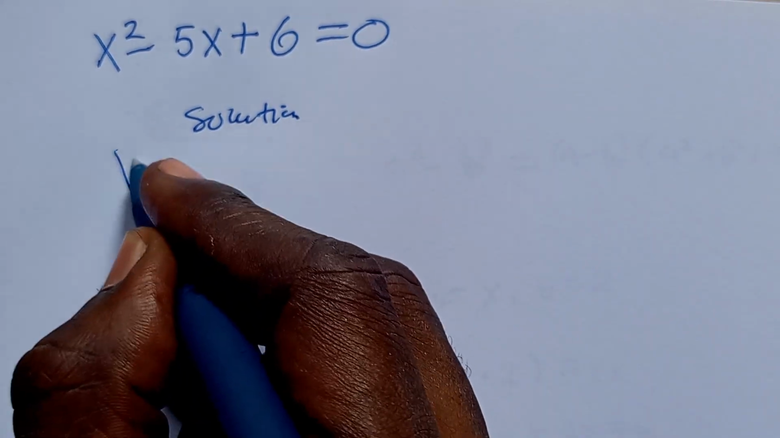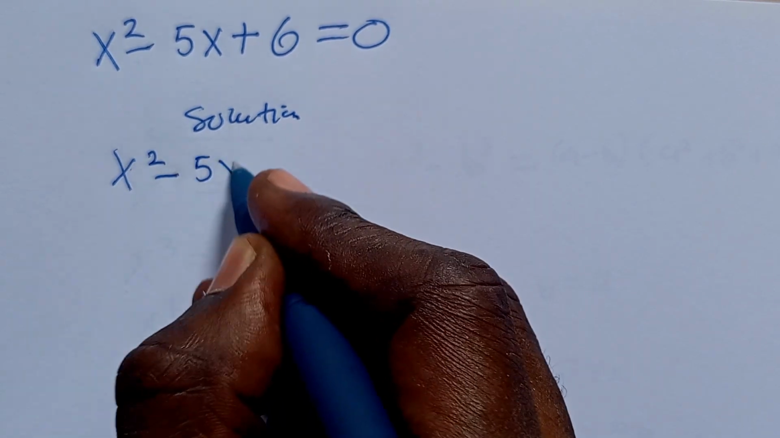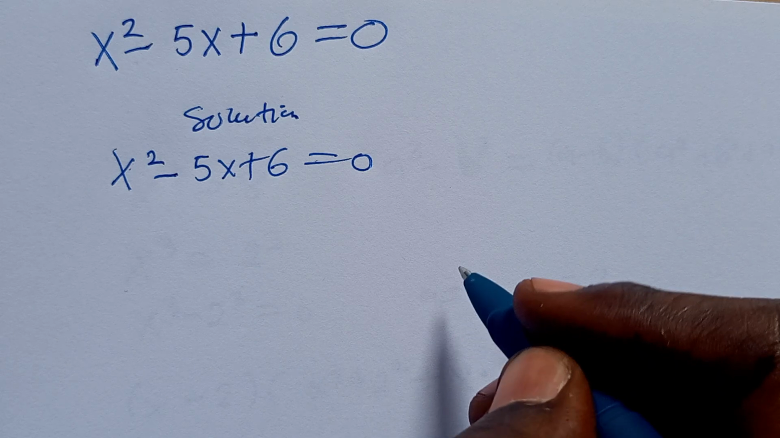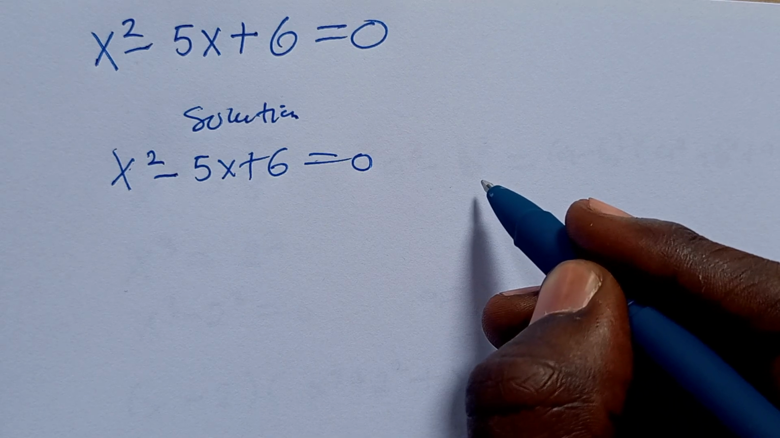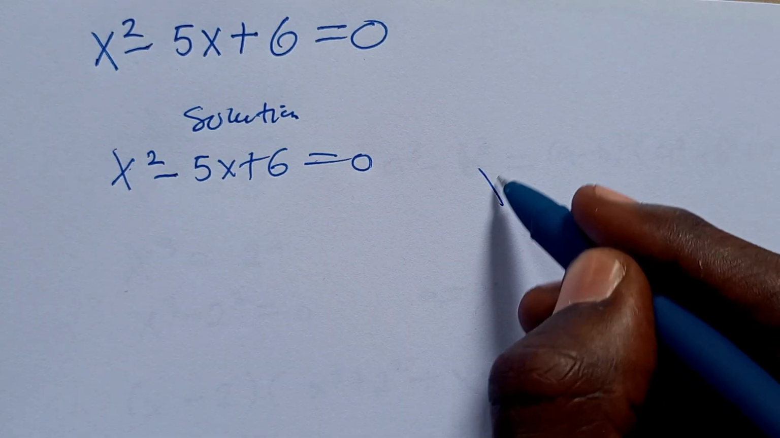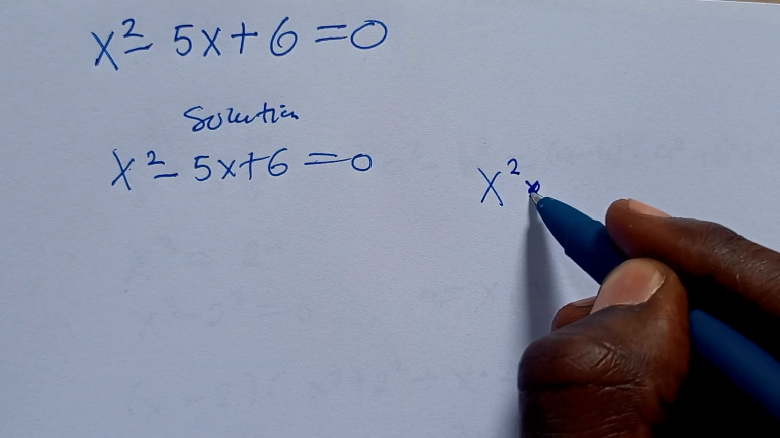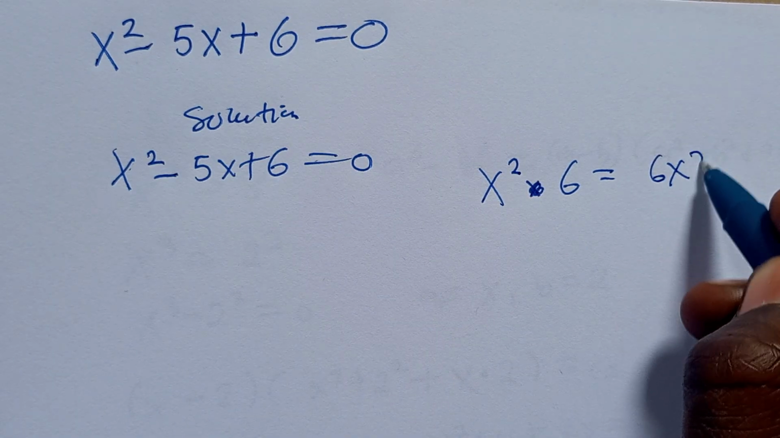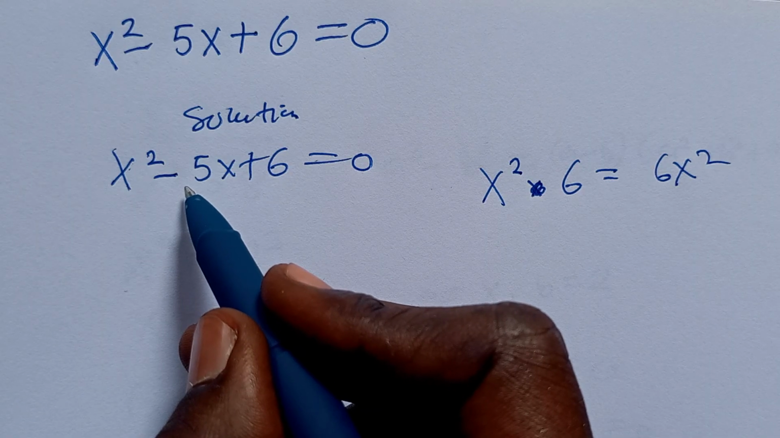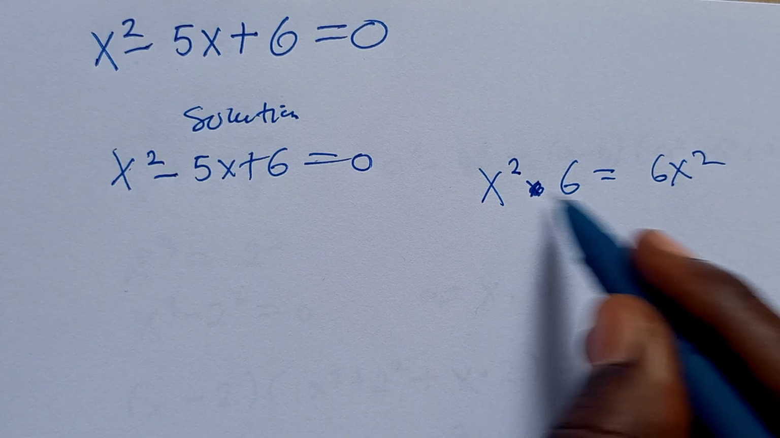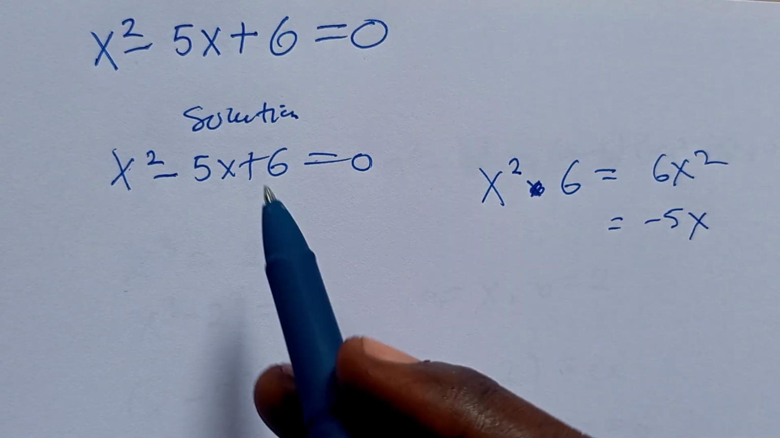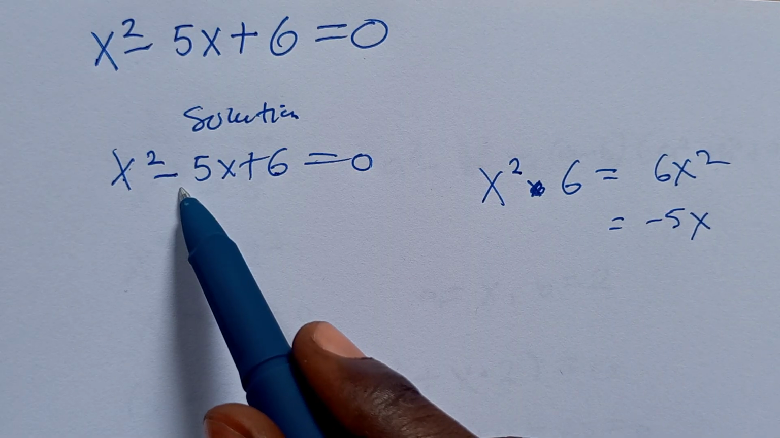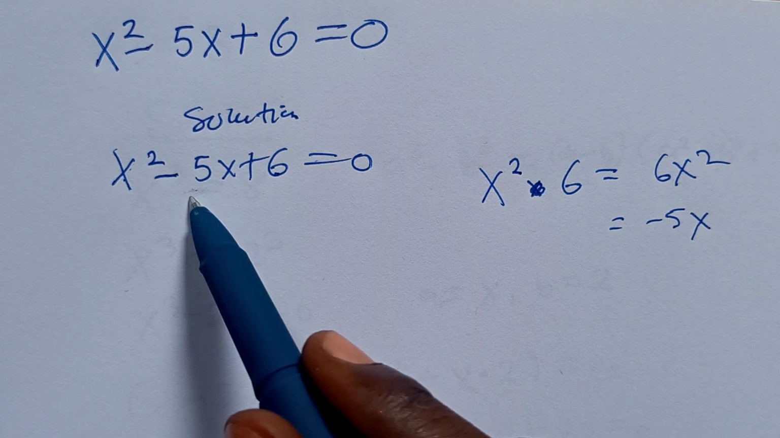let's start by writing our equation x squared minus 5x plus 6 equals 0. Trying this method of factorization, first what to consider is take the product of x squared and 6. That is going to give us 6x squared, and then the sum is, this is the product and the sum is minus 5x. So now the product of this and this is 6x squared. The sum we are having is minus 5x.